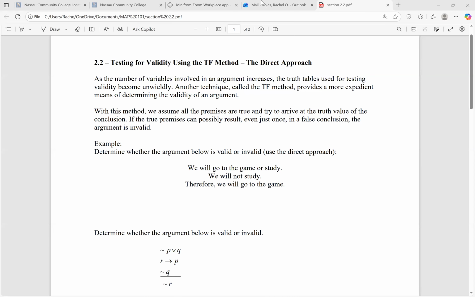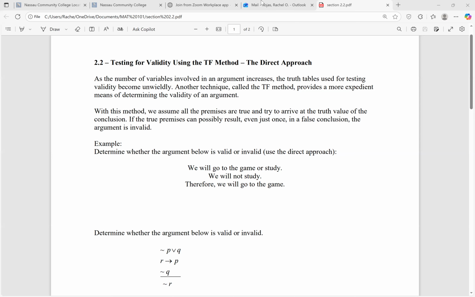In this video, we're going to cover section 2.2, testing for validity using the true-false method, which is a direct approach. In the previous lecture, section 2.1, we were still testing an argument for validity, but we were using the truth table method. So we were creating the entire truth table, and we were looking for the instances where all premises were true, and then we wanted to see if the conclusion was true as well. And if all instances had a true conclusion, we could say the argument was valid. Otherwise, if true premises lead to false conclusions, those would be the examples that would make the argument invalid.